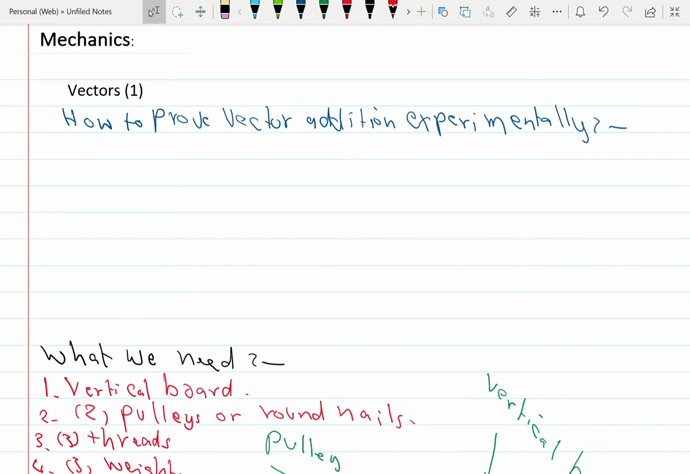Today I will talk about how to prove vector addition experimentally. But before we go and do that, we give a quick introduction to vectors.